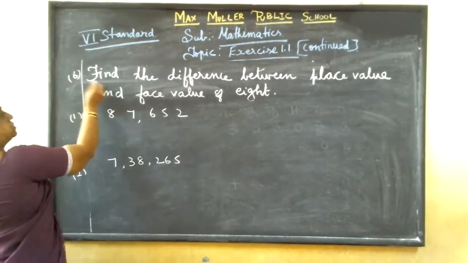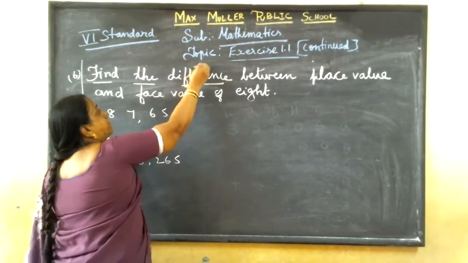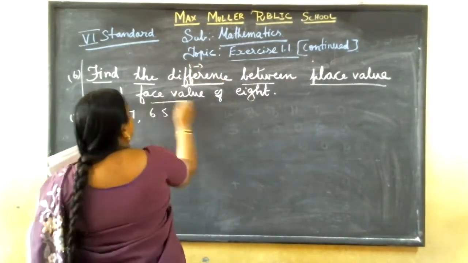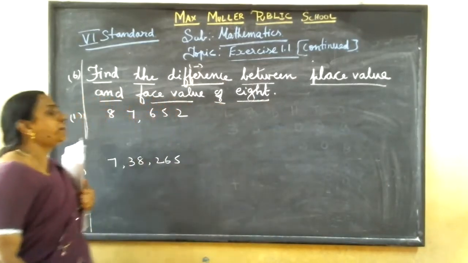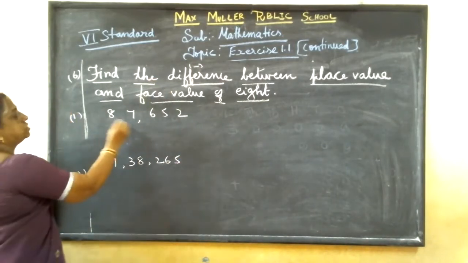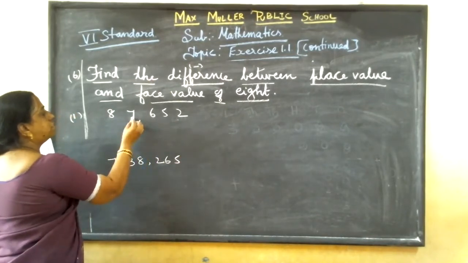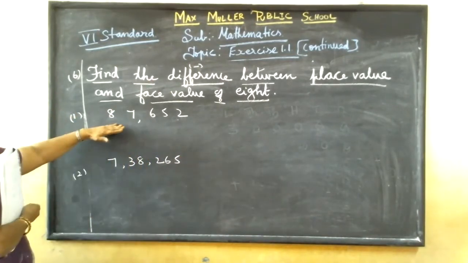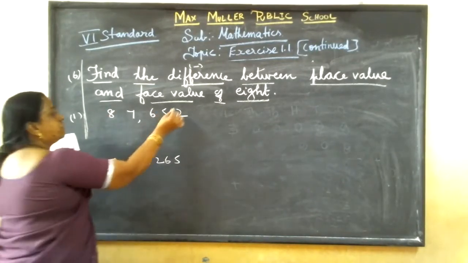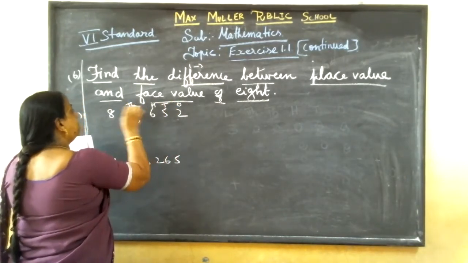What you should do, sixth question: find the difference. Difference means you should subtract. Find the difference between place value and face value of 8. First, see which system this is. See the ones, tens, hundreds, thousands, ten thousands. Here there are only 5 digits, so the Indian system and the international system are the same, no changes. So first write the places: ones, tens, hundreds, thousands, ten thousands.